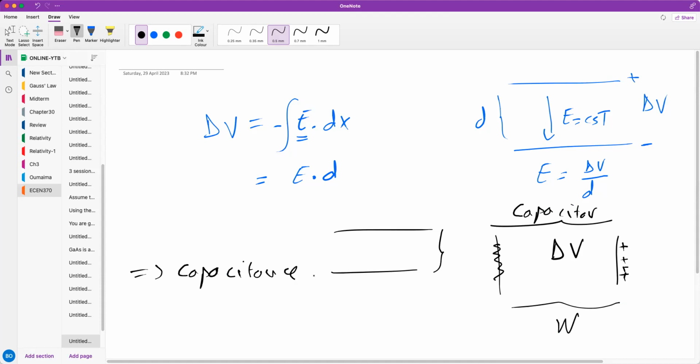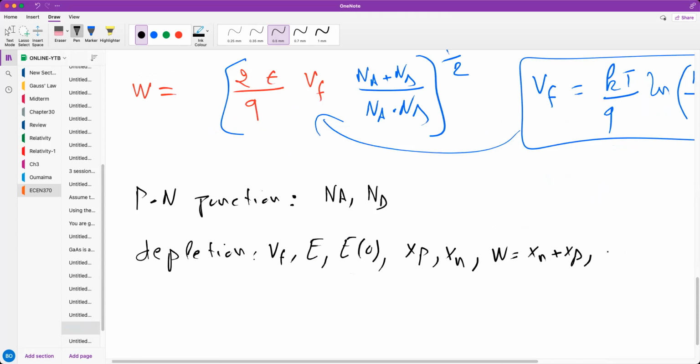This is an important quantity in the PN junction. What is the capacitance of the depletion region? And the capacitance, who can tell me what is the capacitance? Q over V. It's also epsilon over the width. Do you remember this? So you can also calculate the capacitance, which is epsilon over the width. This is physics 2.